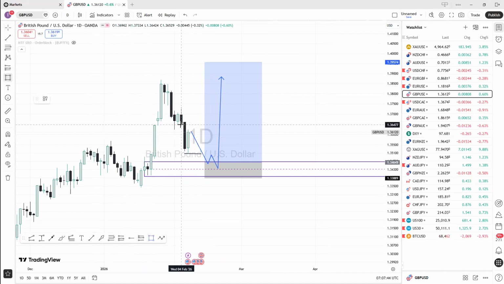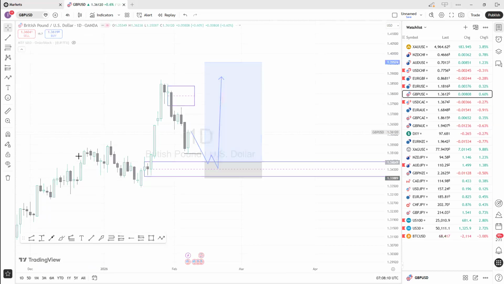So here we have unmitigated supply. Over here also it has inducement. So if price rises up first to that supply, we are expecting a short move to that demand. Okay, we're expecting a short move to that daily demand. So let's shift to the lower time frame.